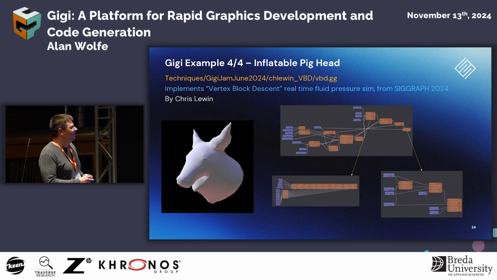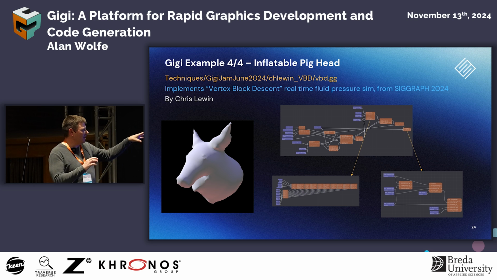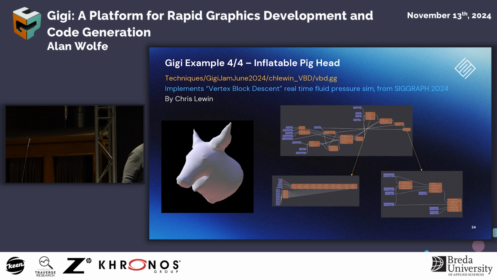And then lastly, this technique is by Chris Lewin. Basically, at last SIGGRAPH this year, there was something called vertex block descent that came out for real-time fluid pressure simulation. I had him explain it to me, and how he explained it, hopefully I have this right, is instead of simulating the gas inside of the inflatable object, you only simulate the surface, so dimensionality is on your side, right? It works really well, and it's pretty nice, and it's there in the repo, and you can see his graph here. I think this one ran like 100 times, something like that. It's crazy.